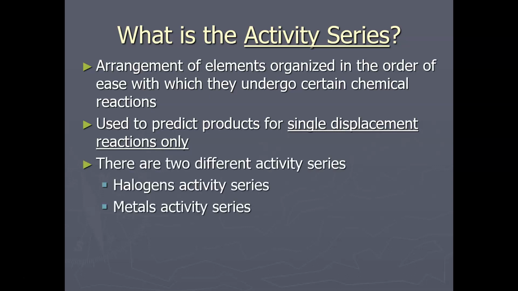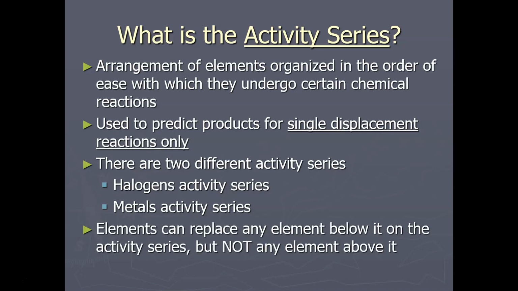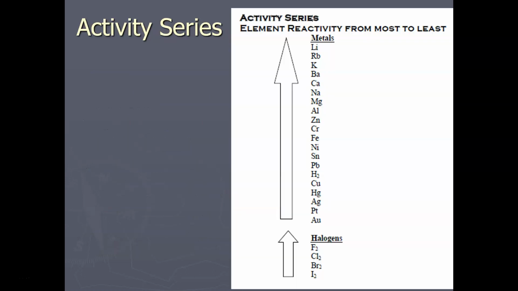There are 2 different activity series. There's the metal activity series and the halogen activity series. You are provided both on the back of your periodic table. Elements can replace any element below it on the activity series, but not any element above it. So in order for that single one to move the double one, it has to be higher on the activity series. This is the activity series that you were provided on your periodic table.